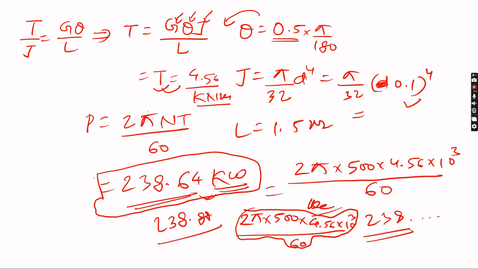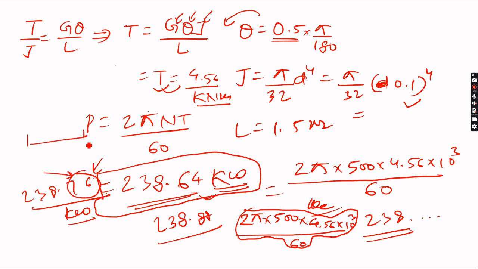2 into pi into 500 into 4.56 into 1000 divided by 60 divided by 1000. So it will come to 238 point something. Somebody is getting 238.88, somebody is getting 238.64, somebody will get also 238.76 kilowatt.